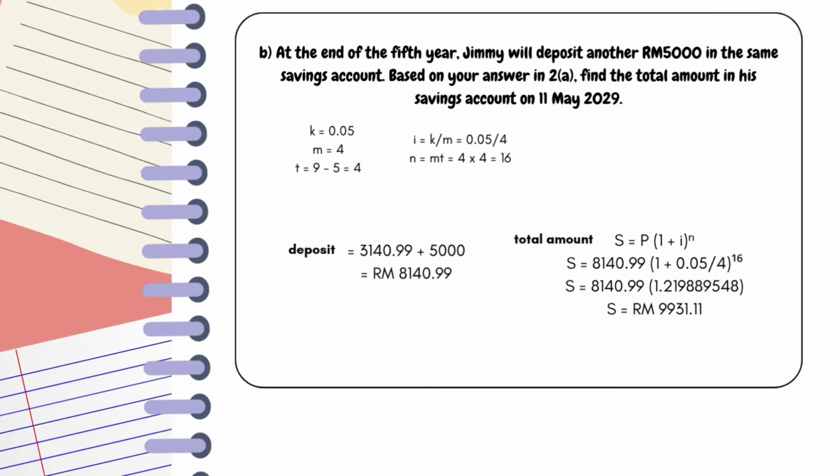At the end of the 5th year, Jimmy will deposit another 5,000 in the same savings account. Based on your answer in A, find the total amount in his savings account on 11 May 2029. First, we have to add the amount that Jimmy deposited, which is 5,000. So, 3,140.99 plus 5,000, we get the answer 8,140.99 ringgit. Then, put in the amount that was calculated earlier and we will get the answer 9,931.11 ringgit.